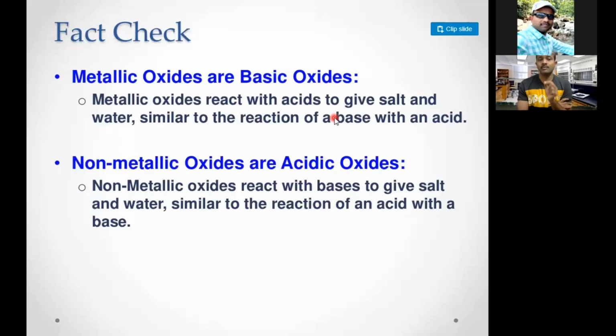When these acidic non-metallic oxides react with bases, what will it give? You will get the same thing, salt and water only.